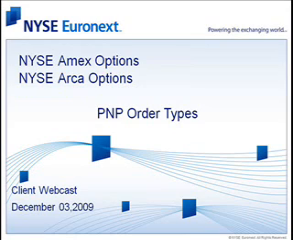The other thing I wanted to mention is that on the statement where it says it will trade at NYSE Arca or NYSE Amex, that is depending on where the order is initially routed. So a PNP that's entered on NYSE Arca will stay on NYSE Arca. It will not route to Amex and vice versa.